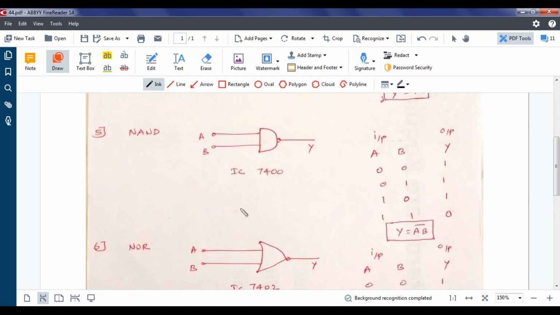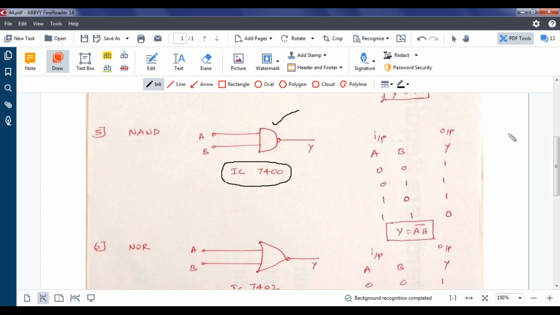Next, NAND gate. Please note down the symbol of the NAND gate. Here A and B are the inputs, capital Y is your output. The IC number is 7400.